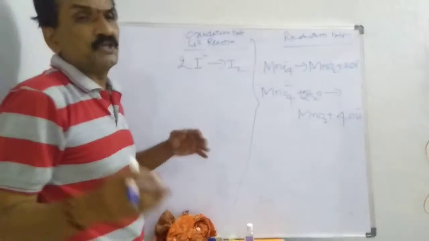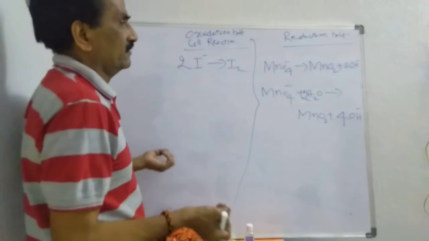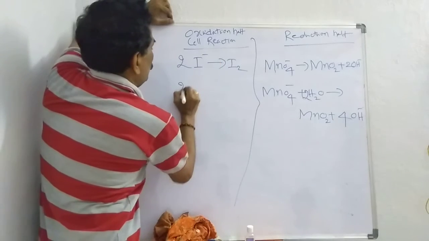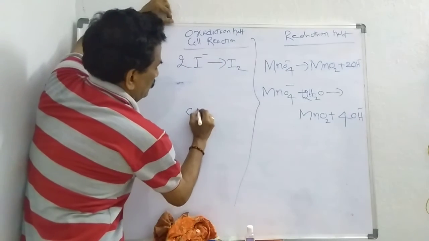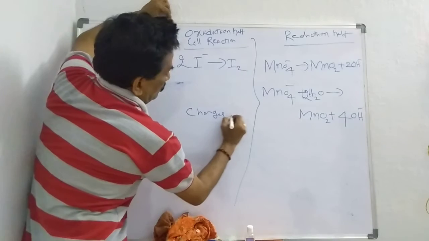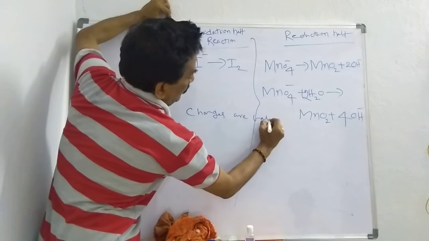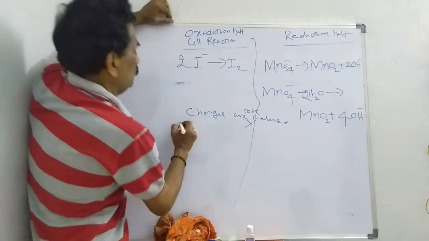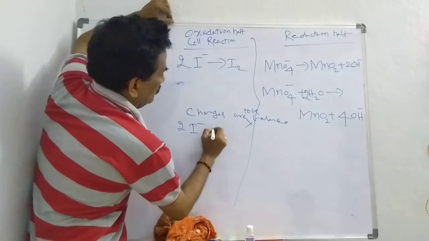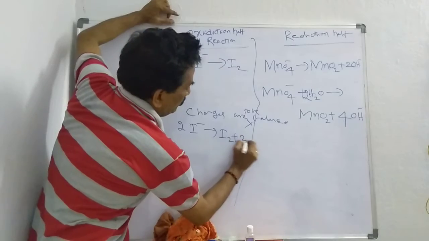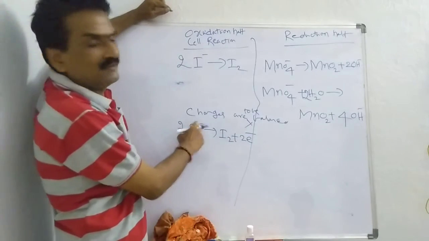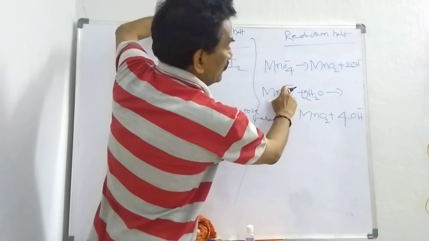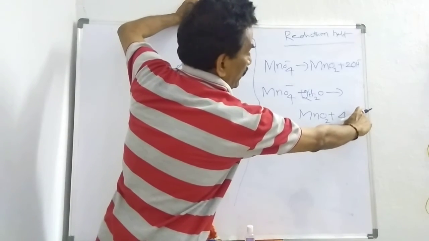So now, charges are being balanced. Charges. Here 2 I's, 2 charges. Charges are to be balanced. So, 2I minus gives rise to I2 plus 2 electrons. Here 2 minus. So, I have added 2 electrons on right hand side. Here minus 1. Here 4 minus.